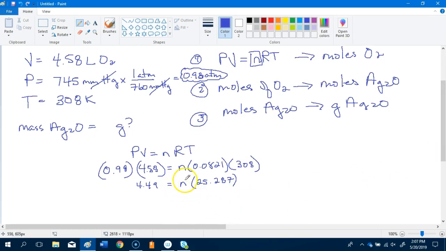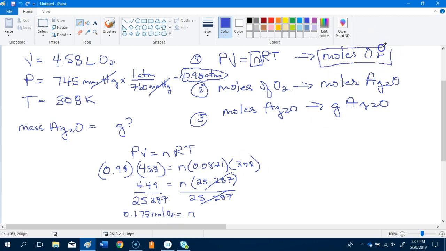And then I need to isolate for my moles, which is n. So if I'm multiplying by 25.287, I'm going to divide by 25.287. That cancels out, and whatever I do to one side, I also have to do to my other side. And I get 4.49 divided by 25.287. That's going to equal n, and that is 0.178 moles of O2. So that's our first answer here. I have 0.178 moles of O2.